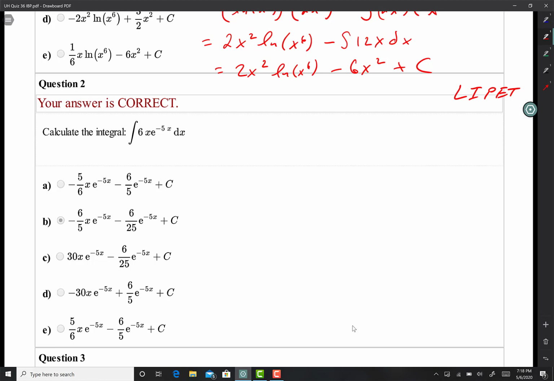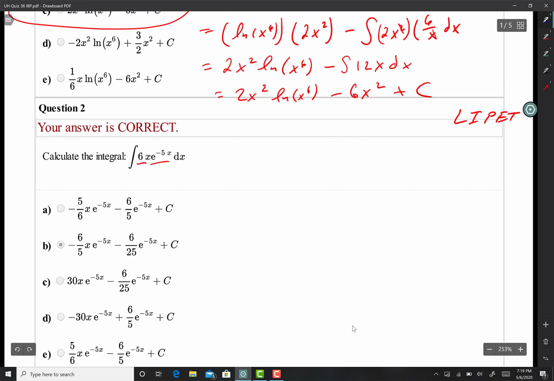So again, I have a 6x and e to the negative 5x. The 6x is going to be your u. Let me go ahead and switch colors, guys, because it's probably going to be pretty tight here. u is going to be 6x, so u, du, and then v, dv. So du is 6 dx, and if u was 6x, then my dv is just going to be e to the negative 5x.